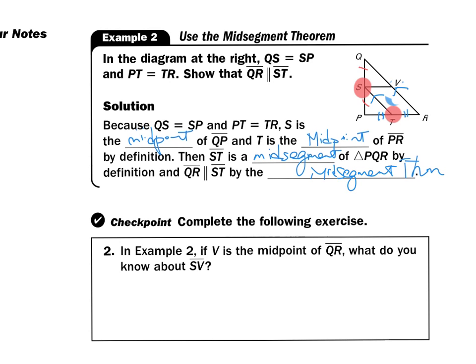Again, the midsegment theorem gives us two pieces of information that are really important. It states that the segment connecting the midpoints is called the midsegment, and that's parallel to the third side, and it's also half as long as that third side. So in our example here, ST is parallel to QR, and it should be half as long as QR.